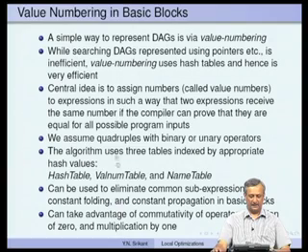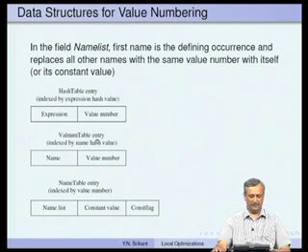Then the second one is called a value number table. A value number table is shown here. Each entry actually has a name and a value number. This is indexed by the hash value of the name. Why do we have a separate value number table, and why do we not store names also in the hash table itself?